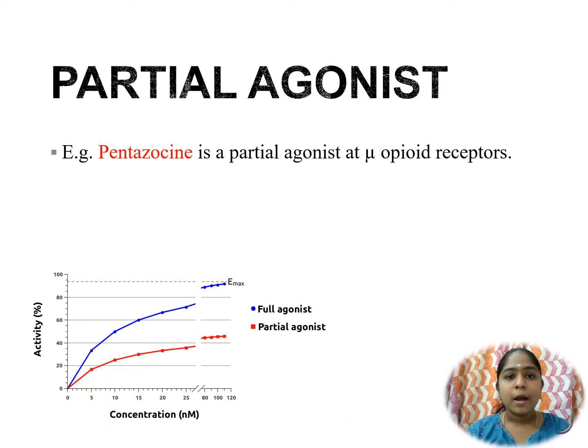Partial agonist. A partial agonist binds to the receptor but it has low intrinsic activity. For example, pentazocine is a partial agonist at the opioid receptors.